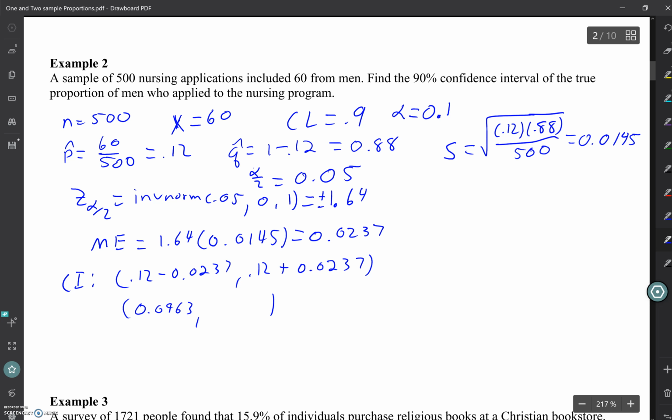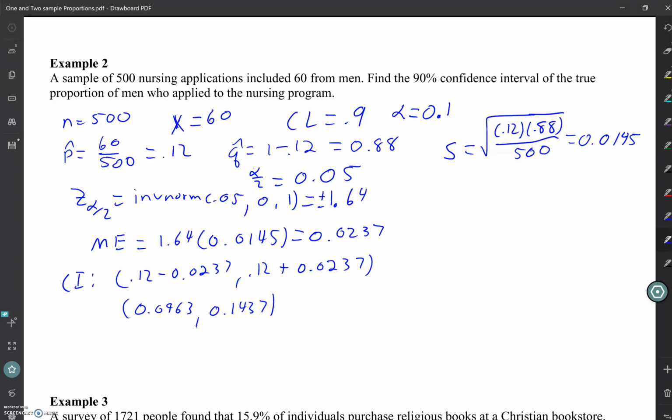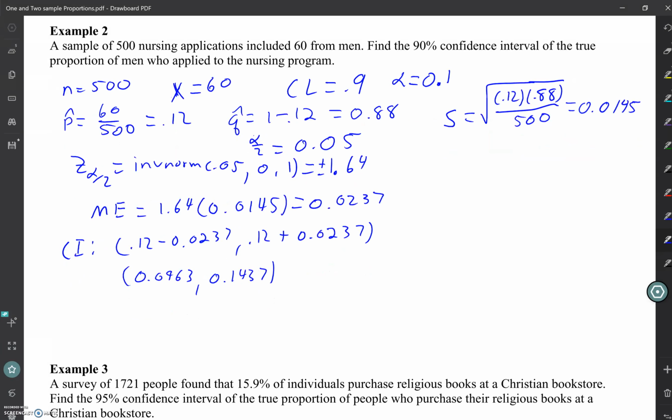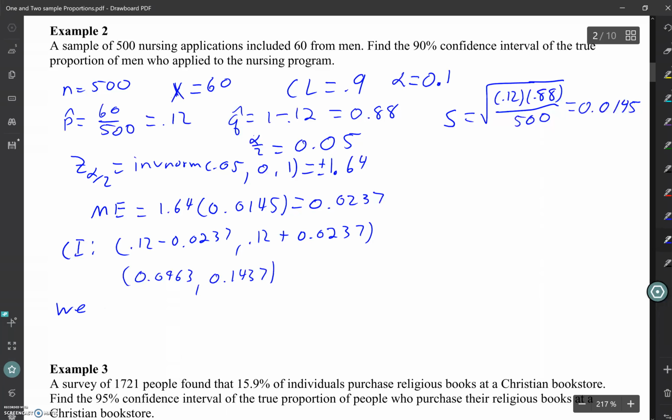Nine, 6, 3. Point 1437. Now, since we're back to having proportions, and proportions went along with the binomial, which was always percents, when I talk about this in a sentence, I want to use percents. So we're still going to start the same and say we are 90% confident.